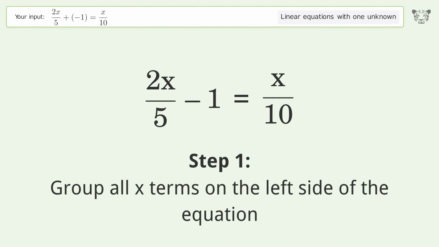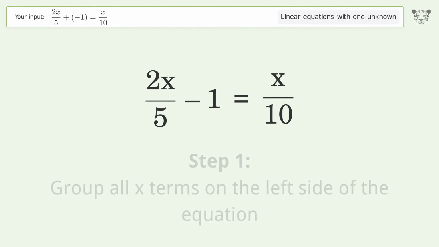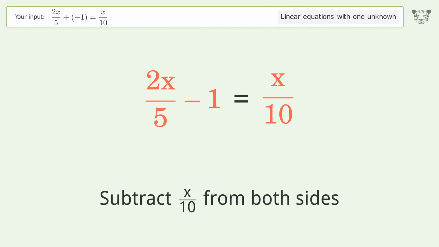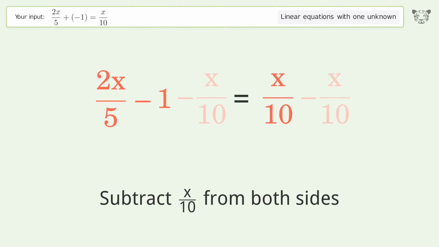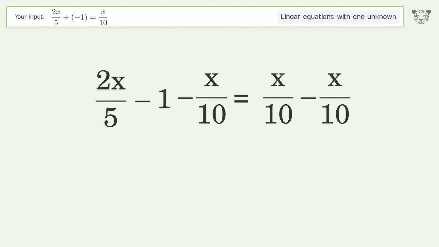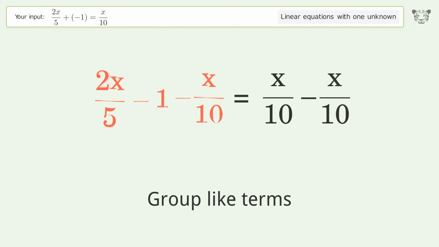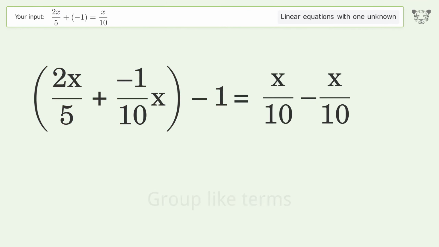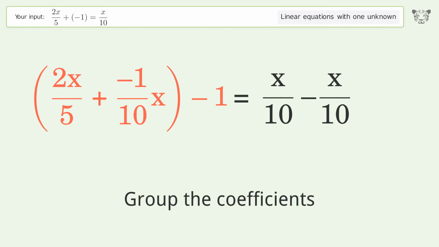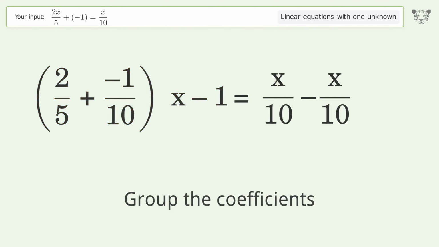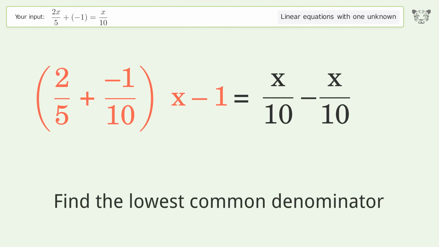Group all x terms on the left side of the equation. Subtract 10/10 from both sides. Group like terms. Group the coefficients. Find the lowest common denominator.